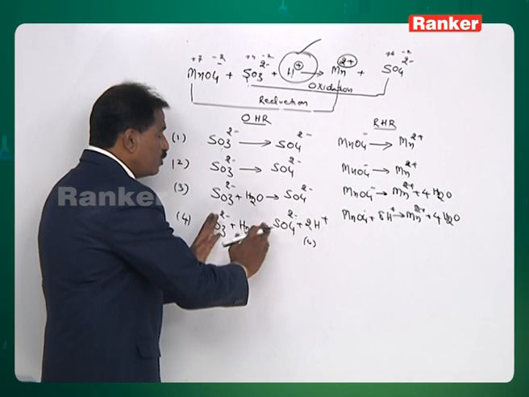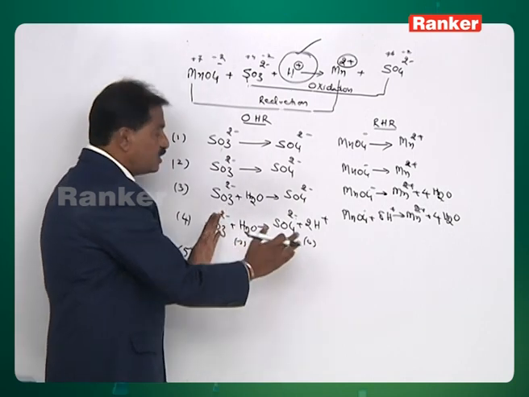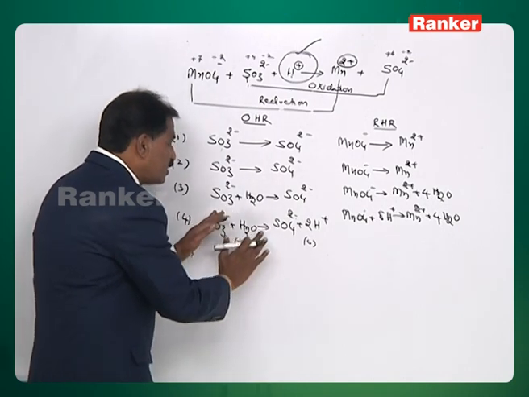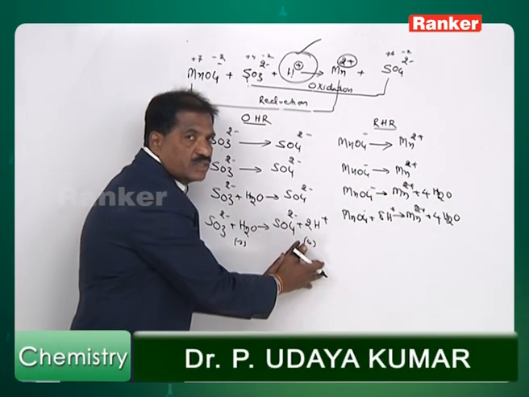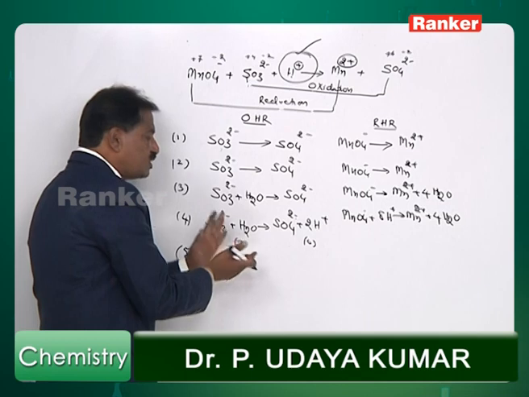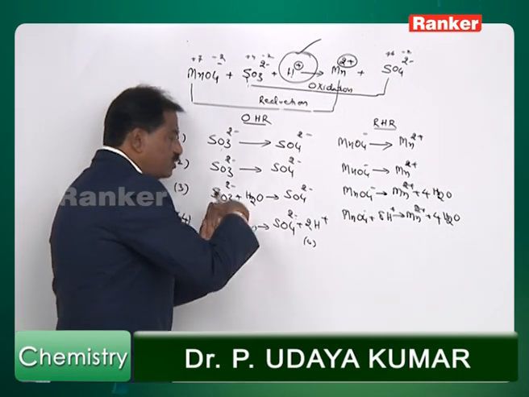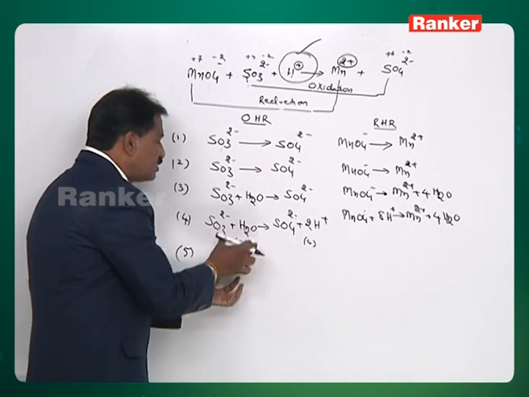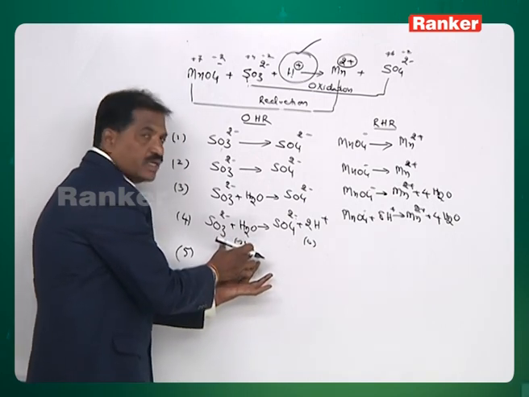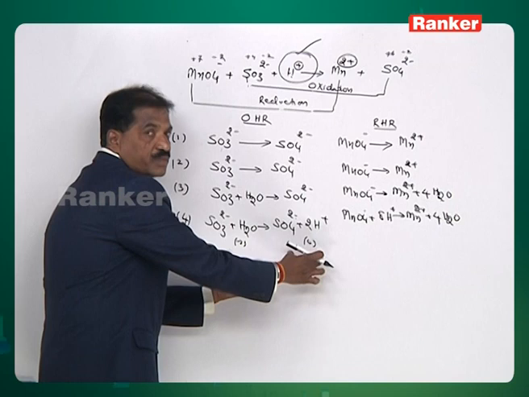Now we have to balance the charge. Balancing of the charge means we have to see that the total negative charge present here must be equal to the total negative charge here. Or if positive charge is present on one side, that positive charge has to be equalized to the other side also. Therefore, in this case, 2 units of extra negative charge is present, here 0 charge is present.